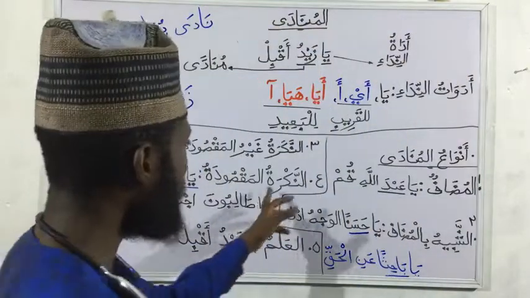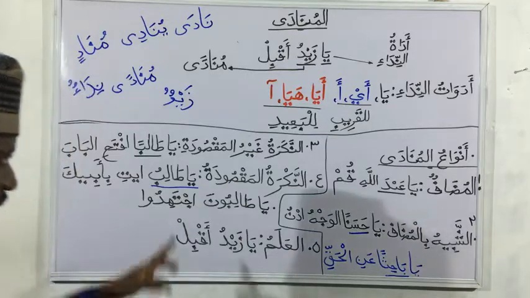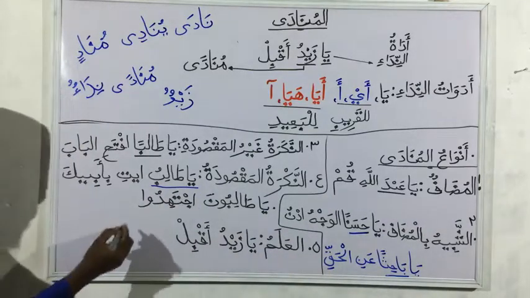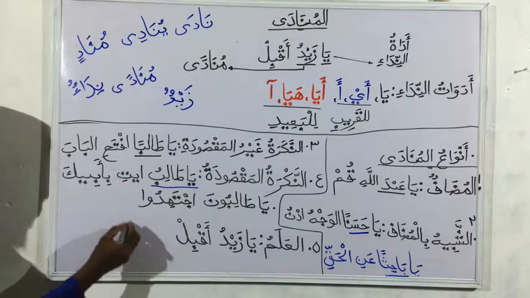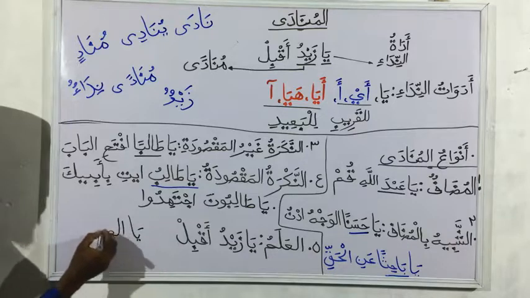Then let's look at nakratu maqsuda. Now, that means you are intending a particular one. So the asl of nakratu maqsuda is what? Look at the asl of this talib. It's like ya plus atolibu like this.